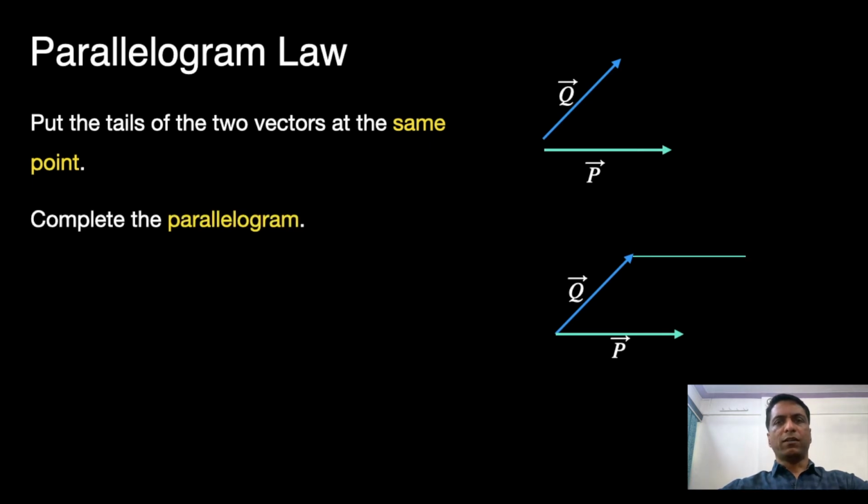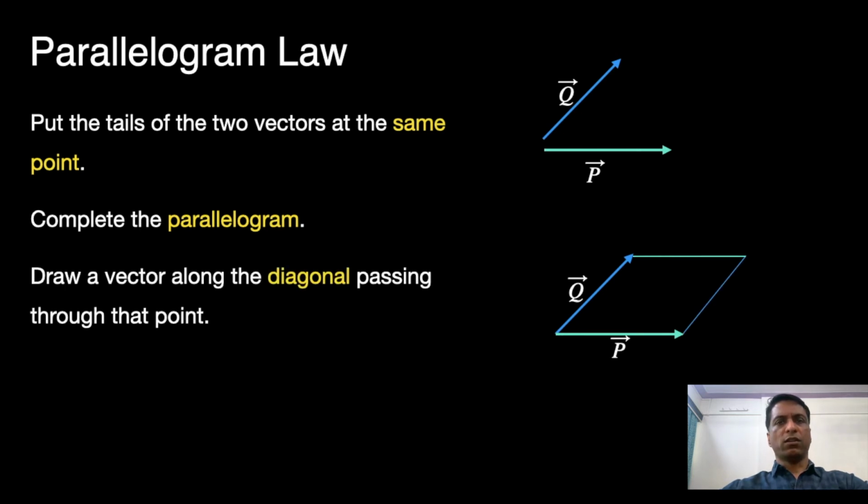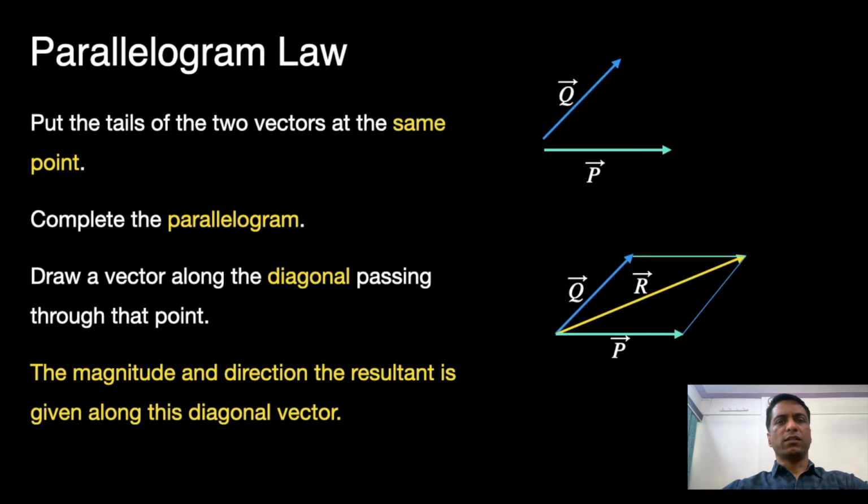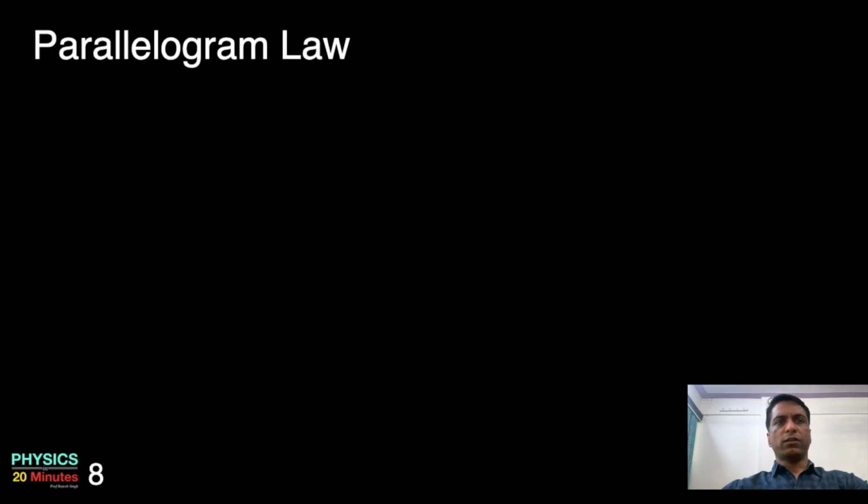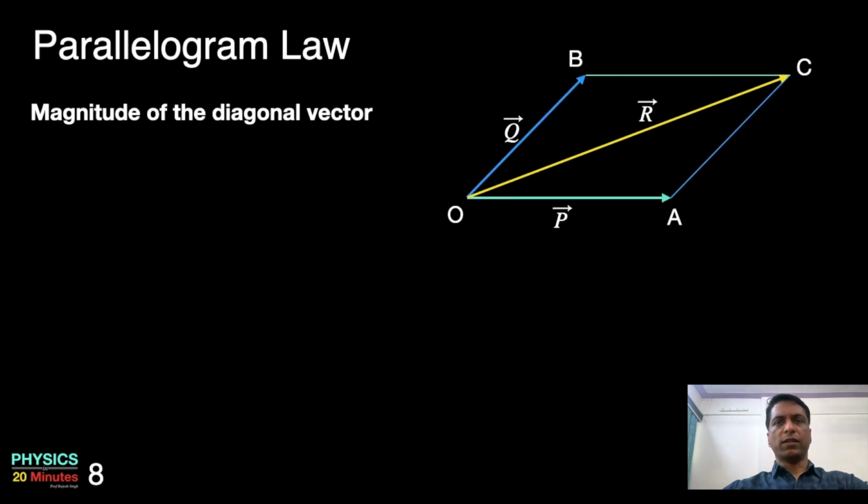I complete the parallelogram by drawing the two other parallel sides. Now if I draw a vector which is along the diagonal passing through the common point of P and Q, then such a vector R will give you the resultant of the two vectors P and Q. The magnitude and direction of the resultant is given along the diagonal vector. So let us try to find out the magnitude of the diagonal vector first. Let's take the previous diagram once again. I extend the side OA further. I drop a perpendicular from C to this side at the point D.